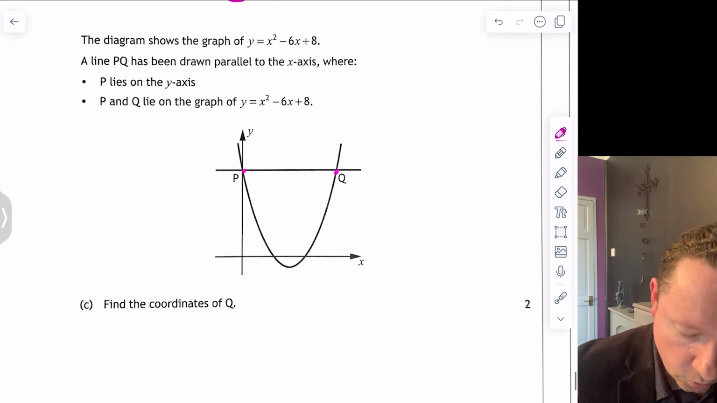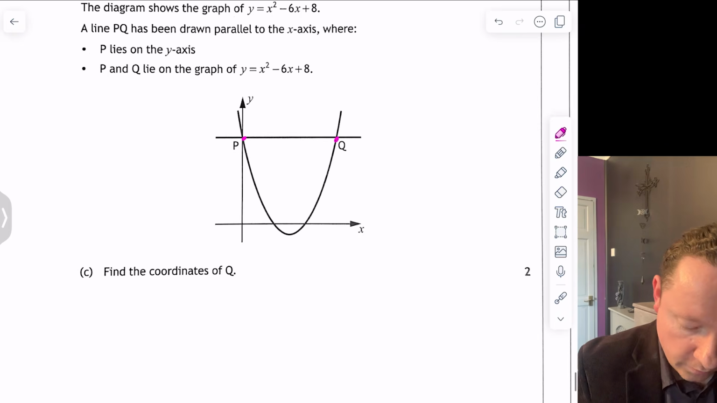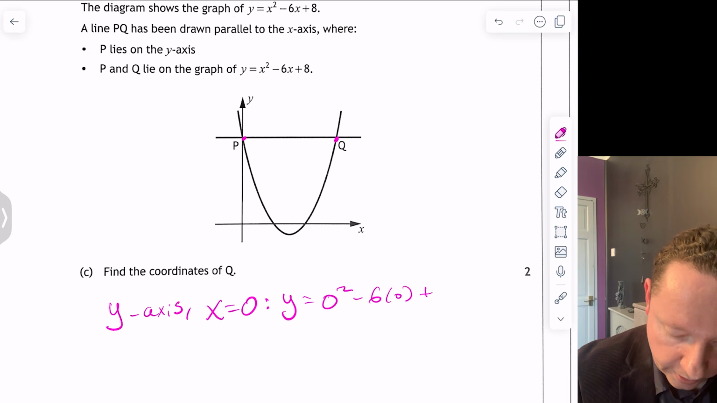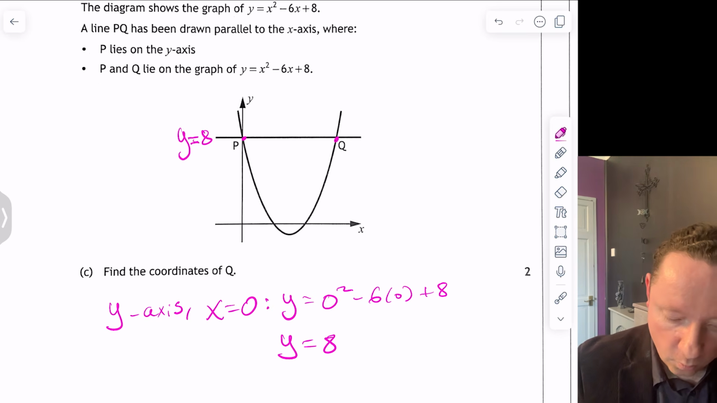Well, I need to know where we cut the y-axis. So we cut the y-axis when x equals 0. So subbing that in, we get y equals 0 squared minus 6 times 0 plus 8. So y equals 8. So that means that this line is y equals 8. It's a horizontal line, so that's its equation. So I know that y equals 8.